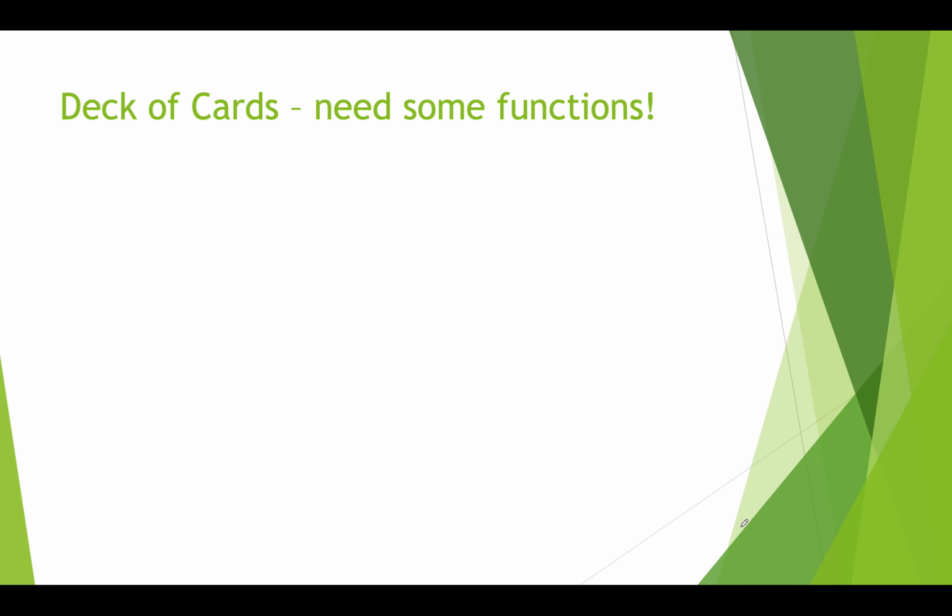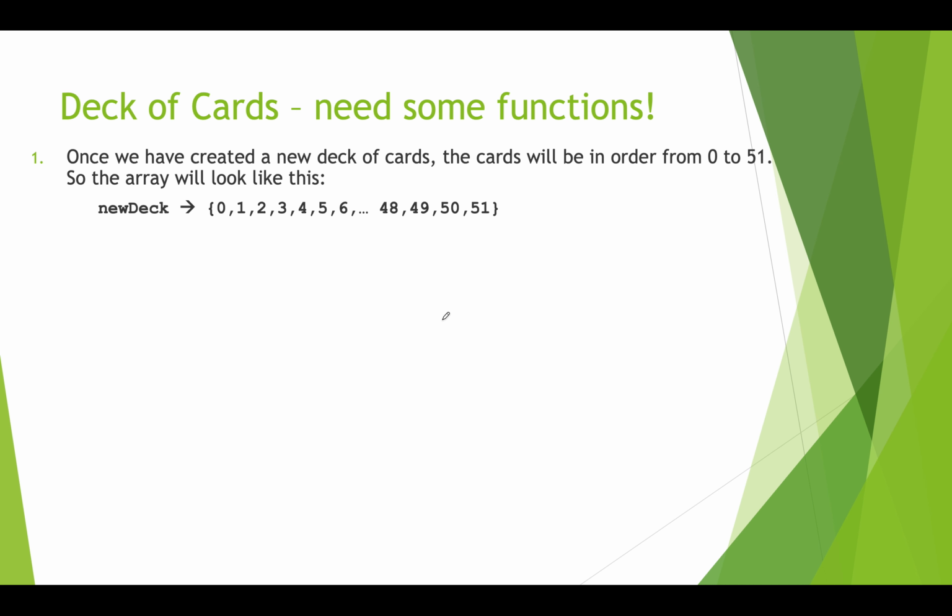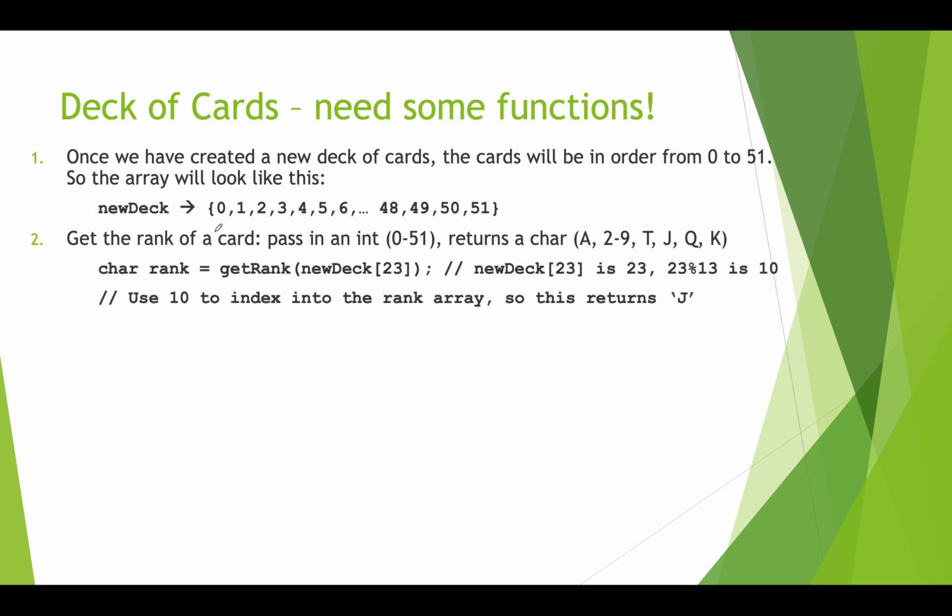Okay, so how is this going to work? Once we create a new deck of cards, we're going to have a new deck. It's going to be an array, and it's going to have these values in it. I'm not showing all of them because it's a lot, but these are going to be cards in order from 0 up to 51.